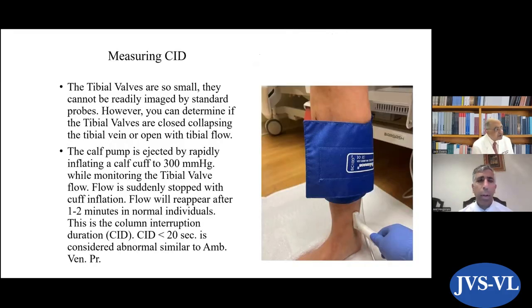The way to measure it is as follows. The tibial valves are so small, they cannot be readily imaged by standard probes. However, you can determine if the tibial valves are closed, collapsing the tibial vein, or open with tibial flow present. The calf pump is ejected rapidly, inflating a calf cuff to 300 millimeters of mercury while monitoring the tibial valve flow.